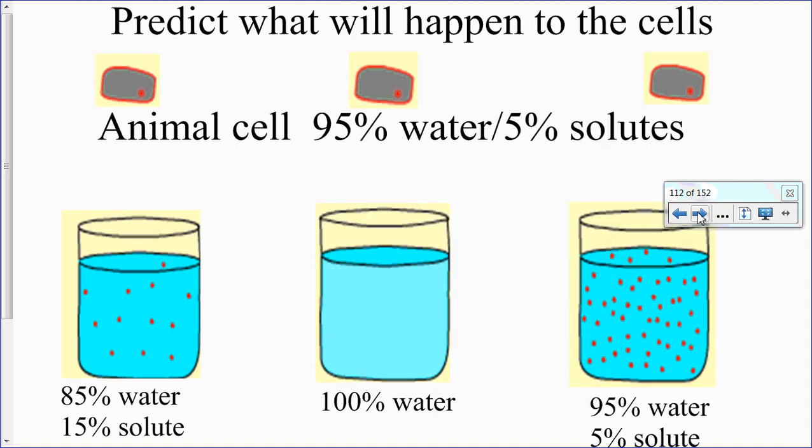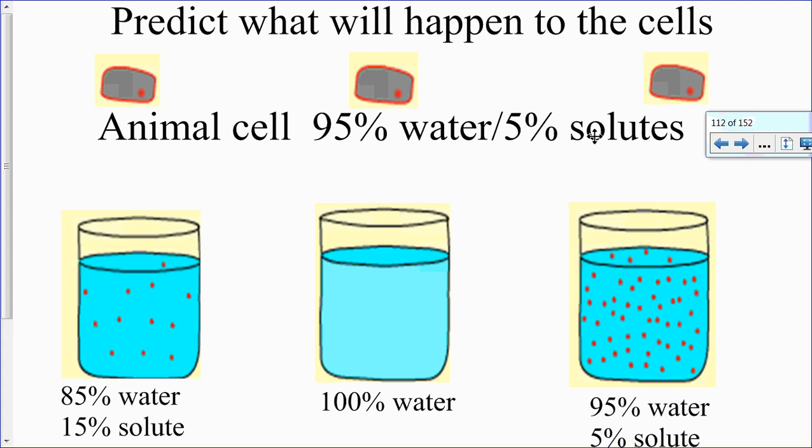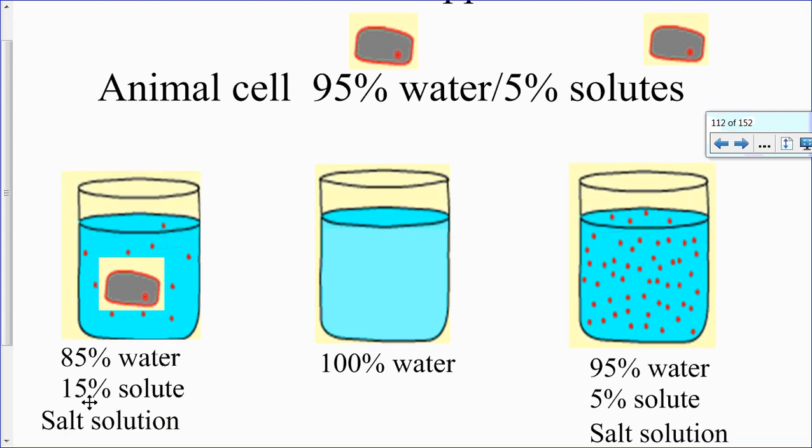Now, the last few things on your notes is to predict what will happen. So what I want you to do is, I've written down and given you this information. An animal cell is typically 95% water and 5% solutes. You know, there could be some salt and minerals in with the cytoplasm of an animal cell, but it's mostly water. And I want you to predict, if you place this animal cell in this first beaker, and I wrote that down, that the water was 85% water and 15% solute.